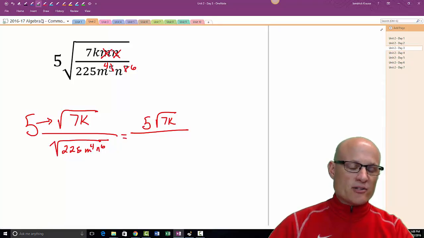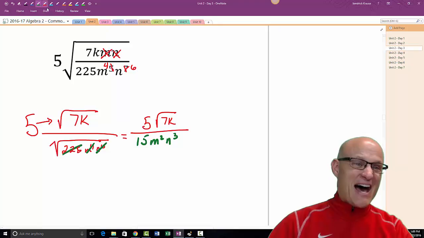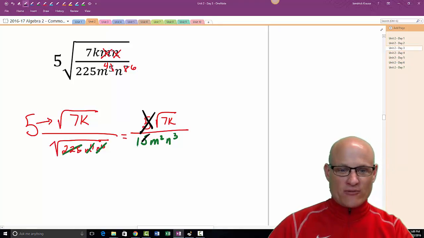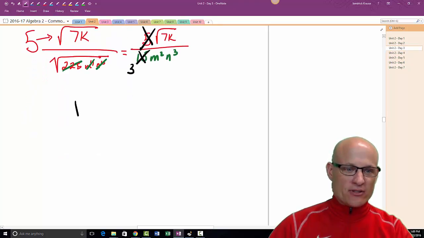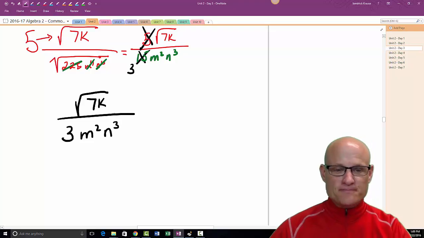So, all right, let's go through. The square root of 225 is 15. The square root of m to the 4th is m squared. And the square root of n to the 6th is n cubed. Not quite done yet. This 5 goes into 15 3 times. So my actual final answer is the square root of 7k over 3m squared n cubed.